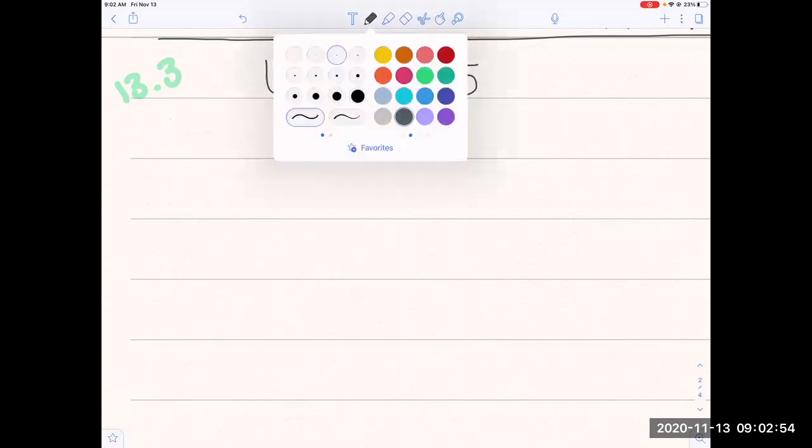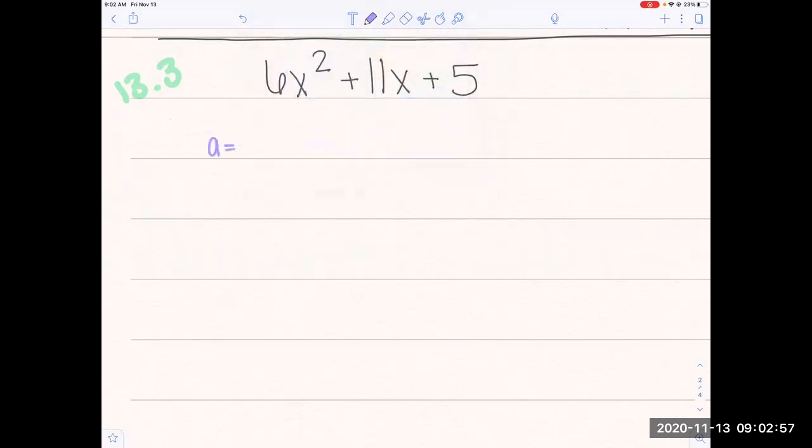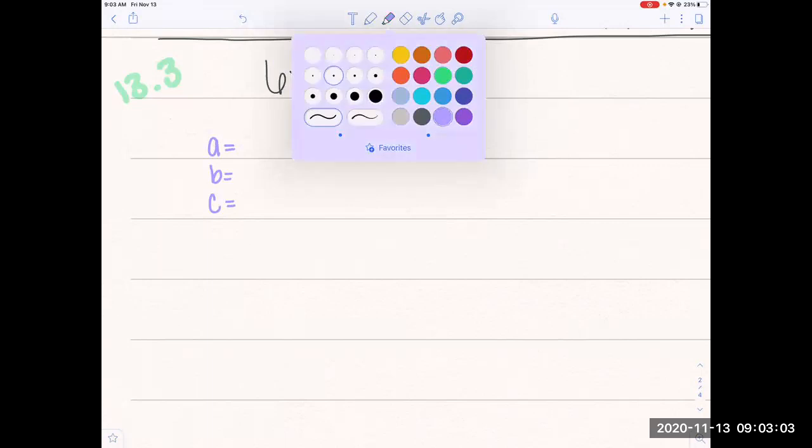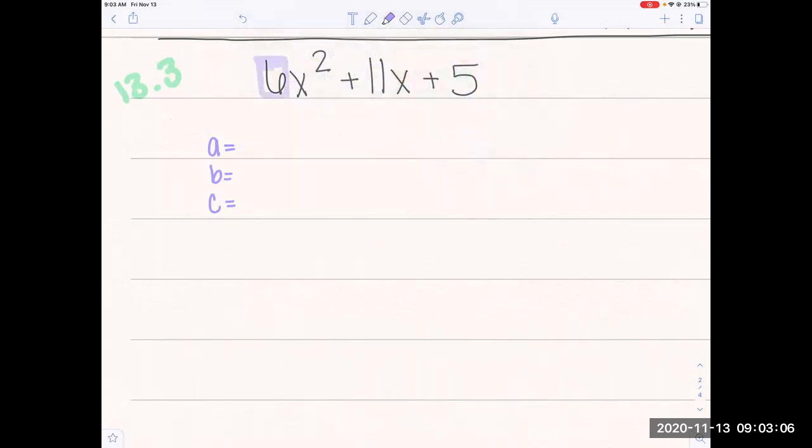I'm going to list off my A, B, and C. A is the number in front of x squared, which is 6 in this example. B is the number in front of x, 11. And C is the number in the back, or the constant, 5. So A is 6, B is 11, and C is 5. I'm going to fill this in to organize my work.